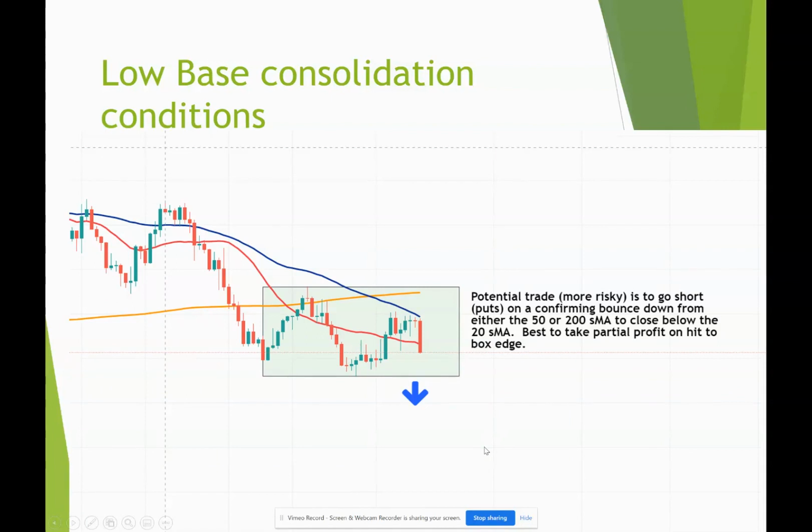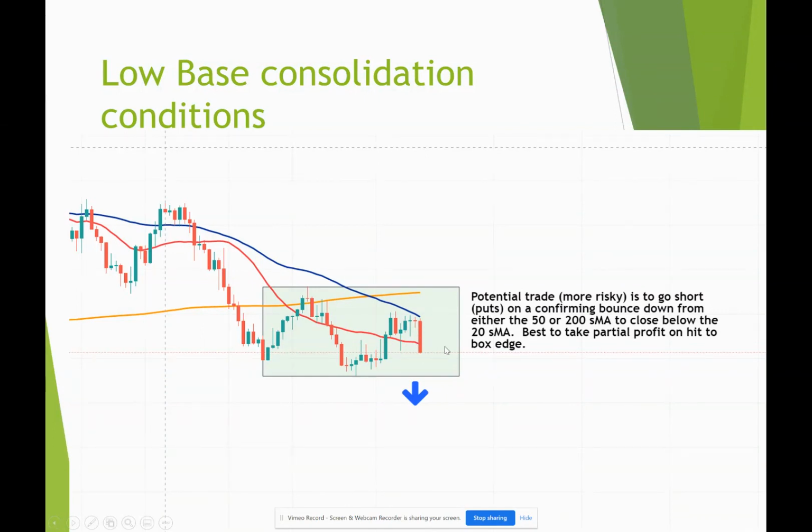Okay. There's also a potential, but more risky way to go about it: you can go short by puts on a confirming bounce down from either the 50 or the 200 SMA. You can see that we actually kind of based a little bit here, let the 50 catch up, and then it bounced down. And usually I'll take a trade if we close below the 20, or actually some of the other key moving averages that I use. I use an EMA that is the 13 very often, but this is just kind of the condition.